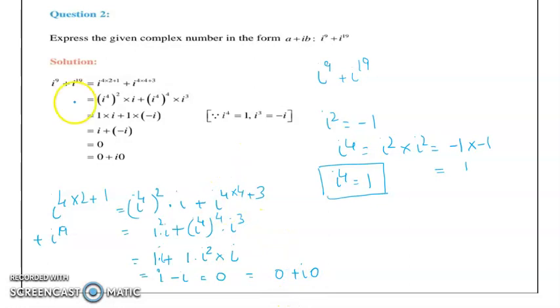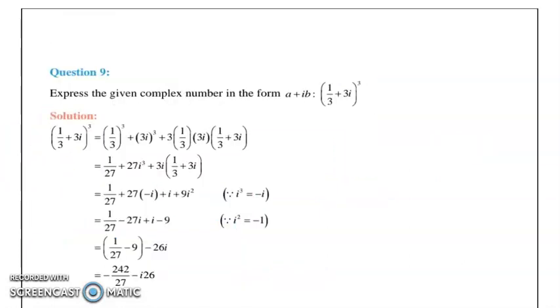Nothing difficult. I have solved these types of questions in class. It is repetition, so do it properly and complete the in-between questions. So I'm moving to question number 9. See it carefully, students. Express the given complex number in the form of a plus ib. So this is 1 upon 3 plus 3i cube. So we already know, students, a plus b whole cube, studied in class 8th.